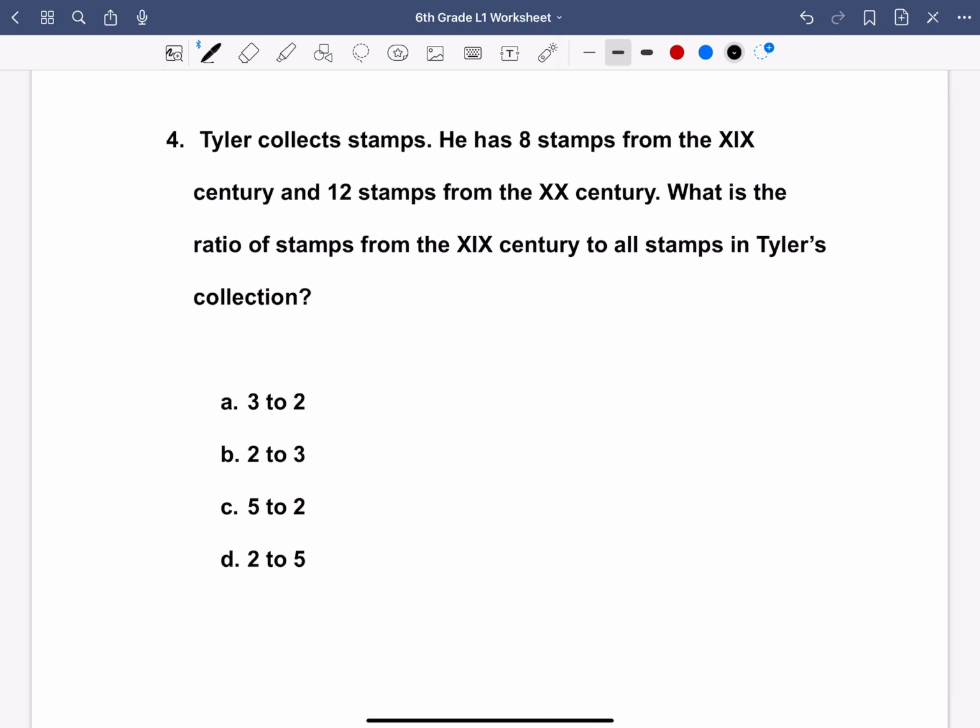Number 4. Tyler collects stamps. He has 8 stamps from the XIX century and 12 stamps from the XX century. What is the ratio of stamps from the XIX century to all stamps in Tyler's collection? Okay, so that was a lot. So the XIX century has 8 stamps.